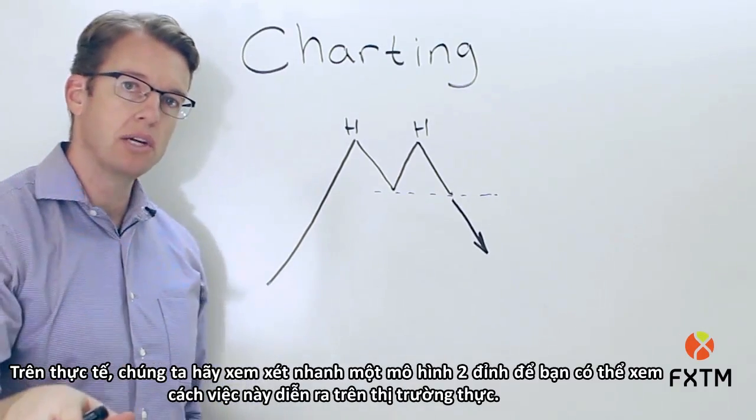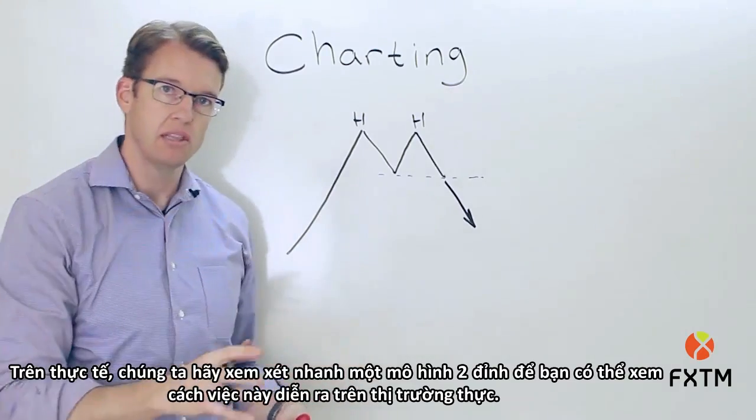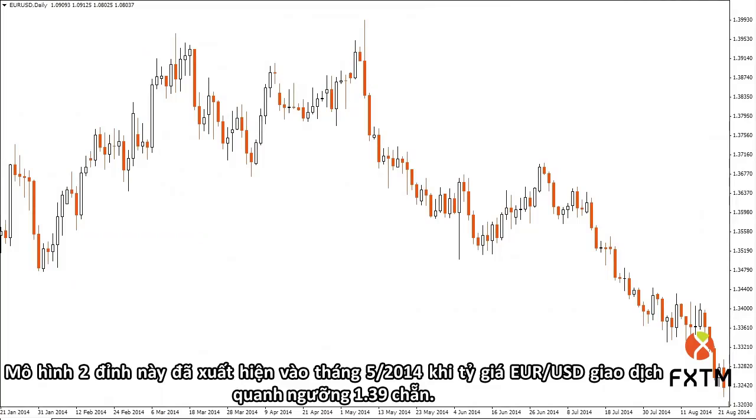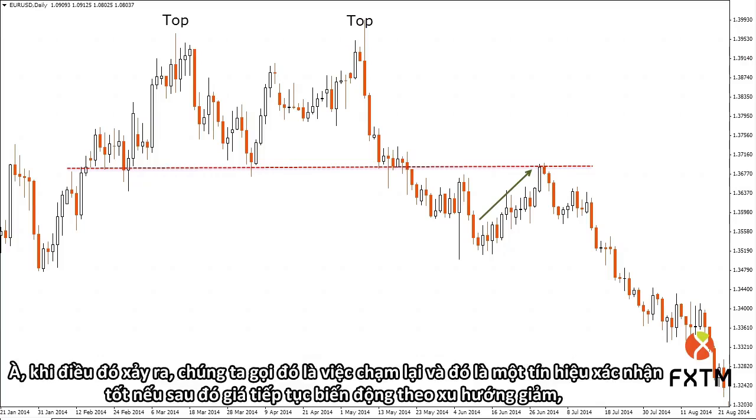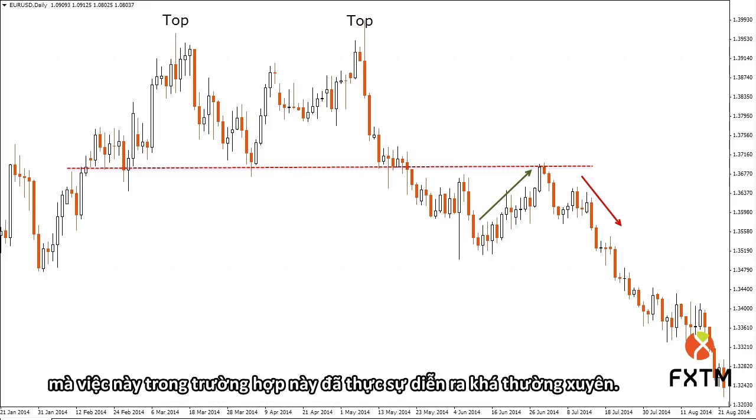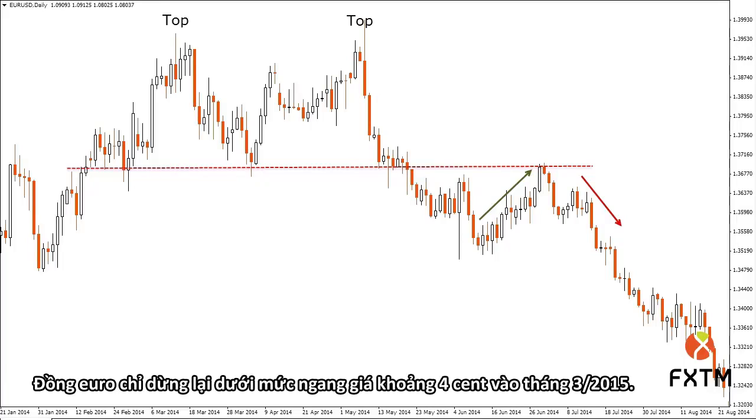In fact, let's take a quick look at a double top so you can see how this plays out in the live market. This double top occurred in May 2014 as the euro to the US dollar was trading around 1.39 even. So the breakout point was at about 1.37, you can see that here. And after the price broke that midpoint, it retraced, so it rallied a little bit right back up to the midpoint. When that happens, we call that a retest, and it's a good confirming signal if subsequently the price continues to move to the downside, which in this case it did for quite some time. The euro only stopped short of parity by about 4 cents there in March of 2015.